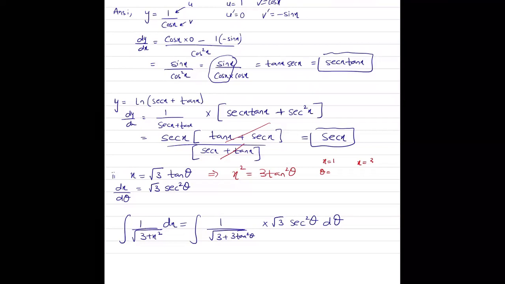Root 3 can be cancelled out. You can simplify the powers of secant square theta as well, so I'm going to be left with only secant theta. Would you agree with that? Yes, but your screen is frozen, I think.